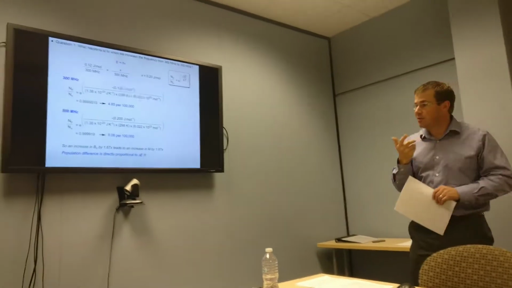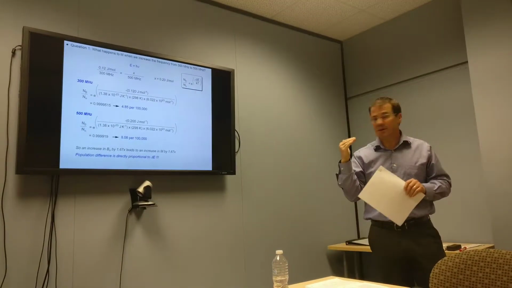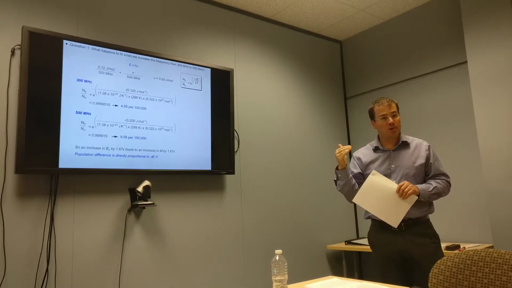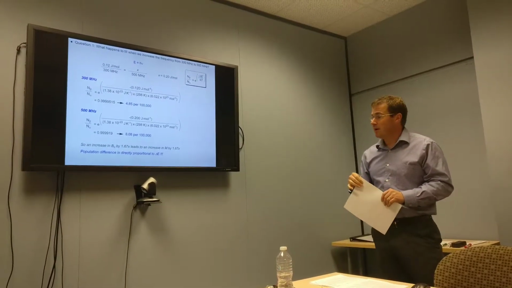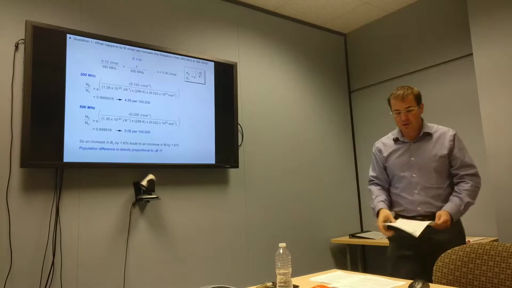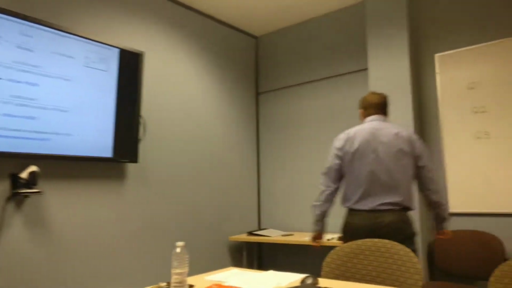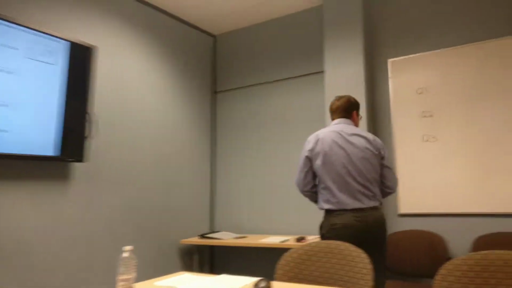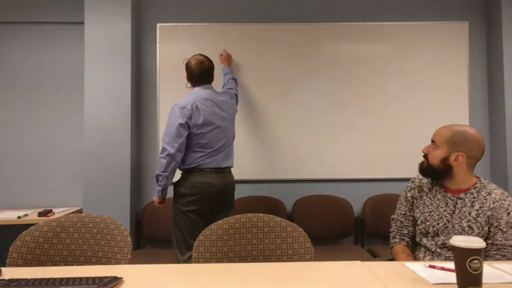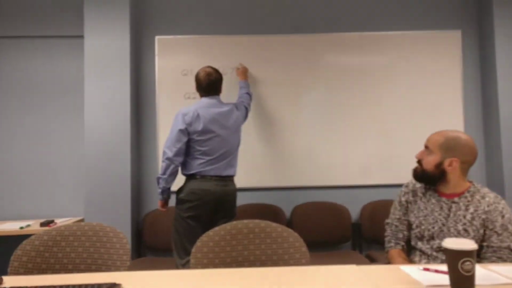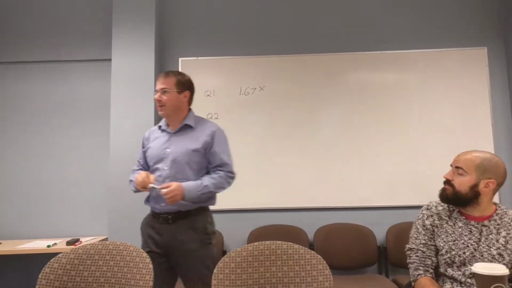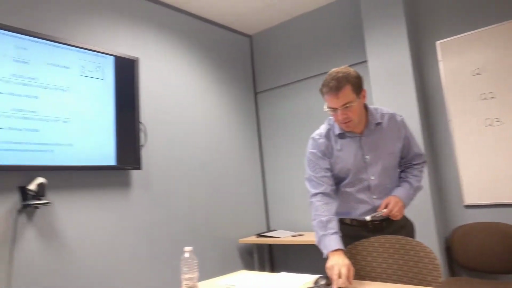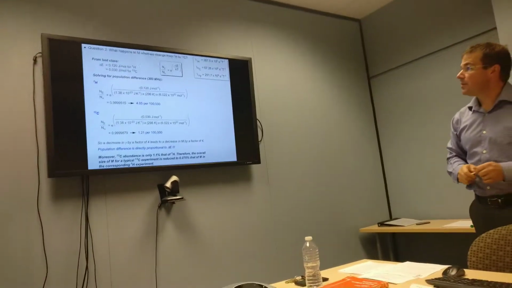That's an important take-home message, that the population difference that we're getting here is directly proportional to the splitting in energy, which in turn is proportional to the applied magnetic field. So does that mean that the sensitivity has improved in going from a 300 to a 500 by a factor of 1.67 times? Well, it's more complicated than that. We'll get to that in just a minute. But that would be a reasonable answer to come up with.